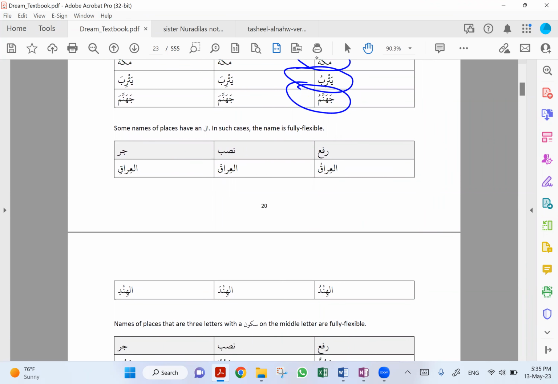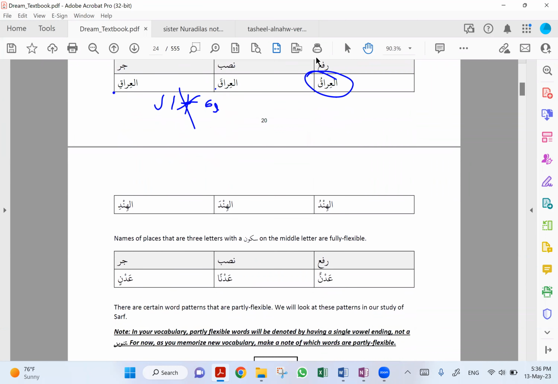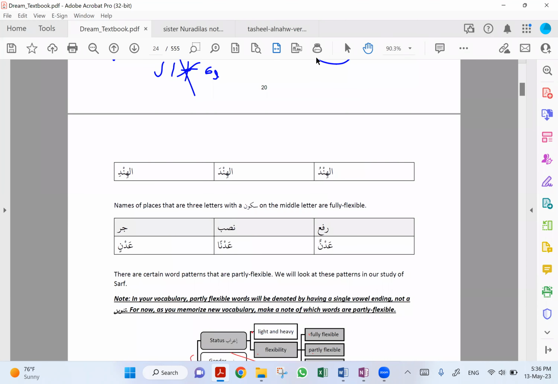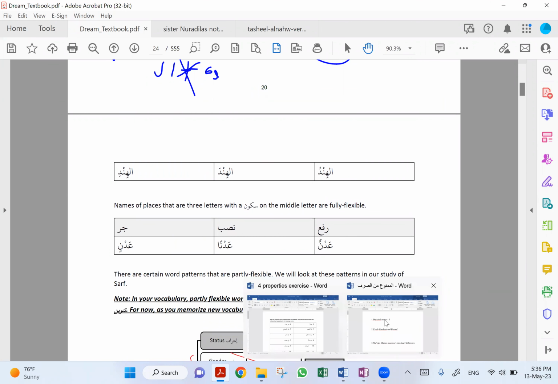So maybe just a point to mention here. Some names of places have al, like al-Iraq, and therefore they become fully flexible. And when we have al on a word, I think we mentioned this last time, it doesn't take tanween. Al does not like tanween. This is a rule that we know. Al plus tanween never happens. So that's why it will always just be al-Iraqa, al-Iraqi, but it will take all the harakat. So that's just basically a summary of what we studied in Mamnu' min as-Sarf from the Bayina program.